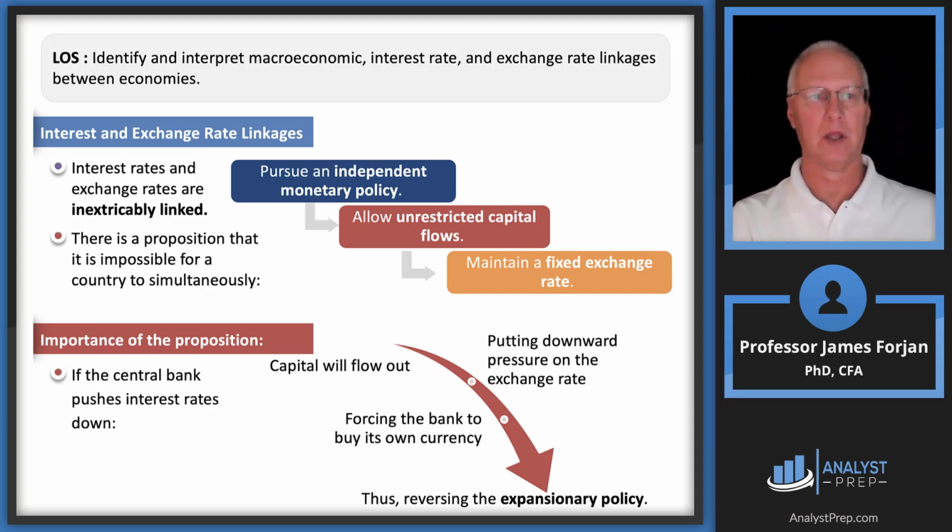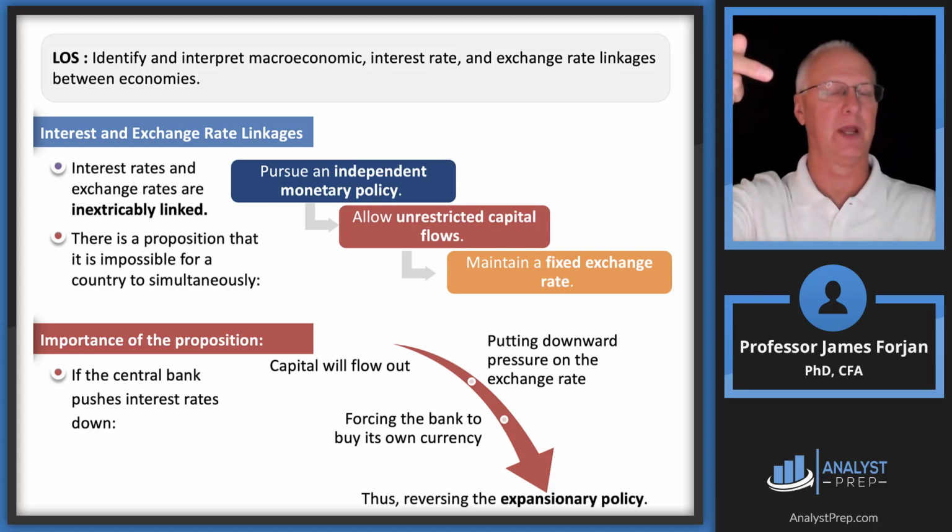1 US dollar can buy 1 Canadian dollar. So what are you going to do? You're going to take your 100 US dollars, convert it to 100 Canadian dollars, go get your 50% interest rate. So you'll have 150 Canadian dollars at the end of the time period.